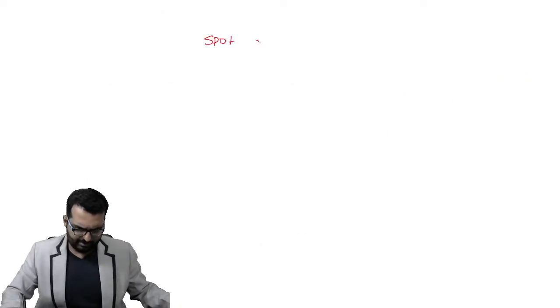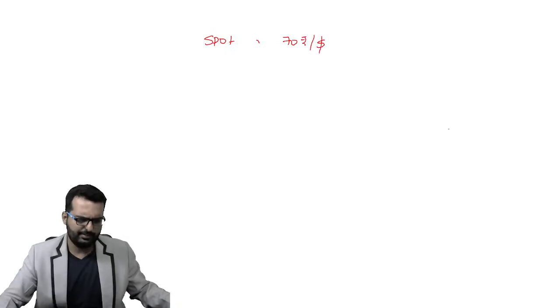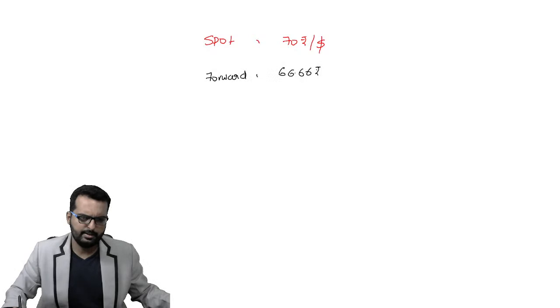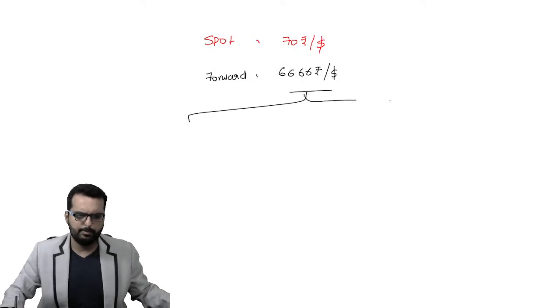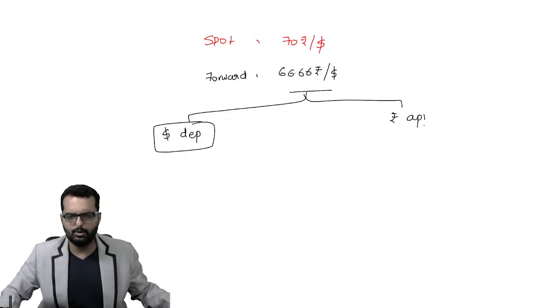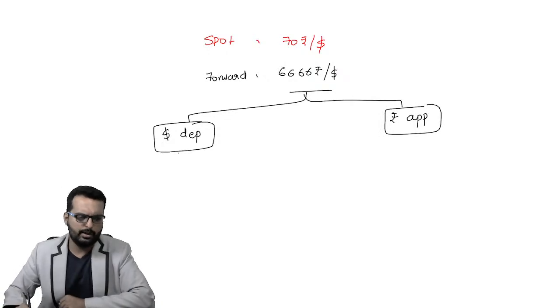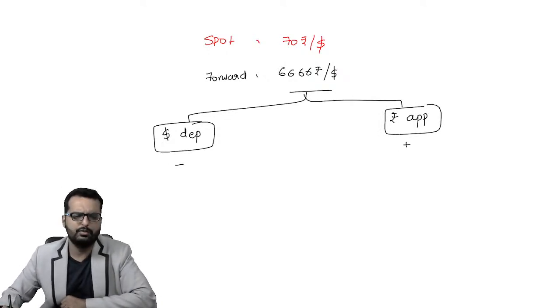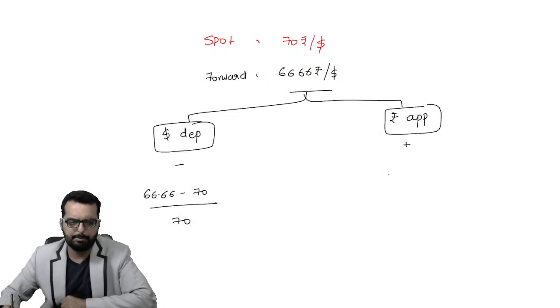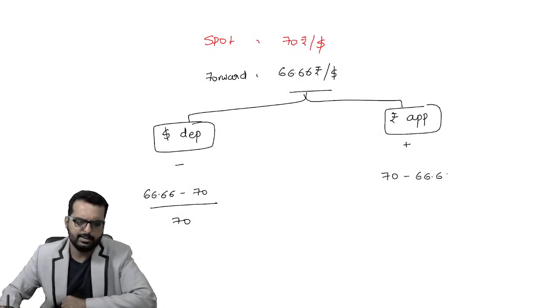See, we have got the answer of spot as 70 rupees per dollar, and the forward as 66.66 rupees per dollar. So from this one thing we understand is that dollar depreciates, and we also understand that rupee appreciates. I have told you depreciation is minus, appreciation will be plus. How do I get minus? If I do 66.66 minus 70 divided by 70, right? And how do I get appreciation? Plus 70 minus 66.66 whole divided by 66.66.